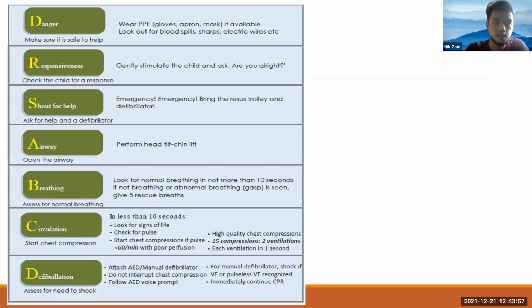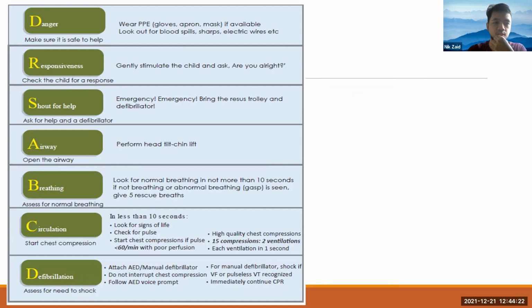Next, this is the step by step. We use the same mnemonic, DRS ABCD. First, we look for danger. Make sure that the surrounding environment is safe, with no electric wires, no blood spill or any sharp object. Then we check for the responsiveness of the child. We gently stimulate and try to awaken the child, then check the response.